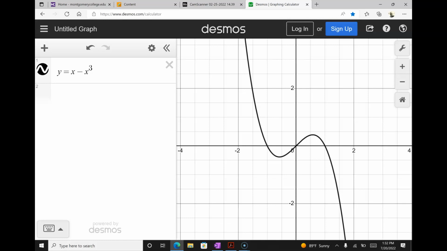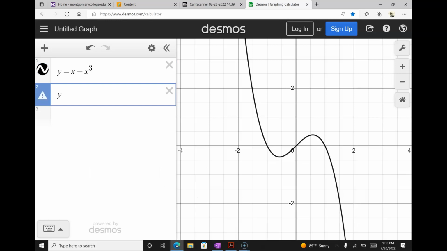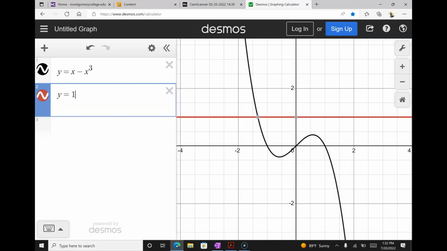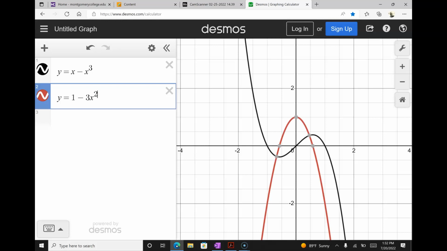I can get the derivative really quickly here, right? What's my derivative? 1 minus what? 3x squared, right? 3x squared. Now notice where the function is decreasing, right? All the way here. The derivative is underground. The derivative is negative. So when the derivative is negative, the function is decreasing.